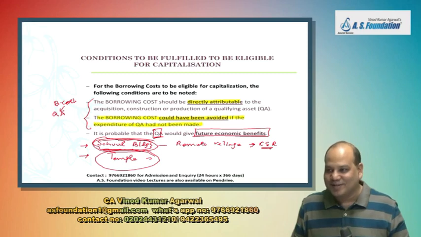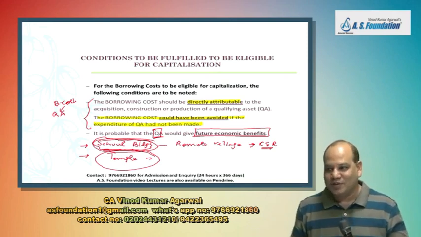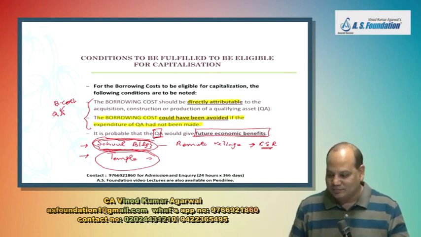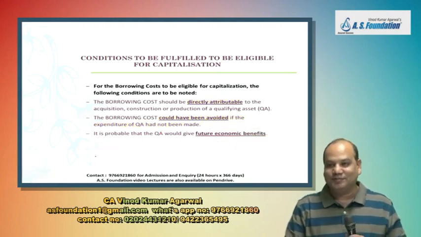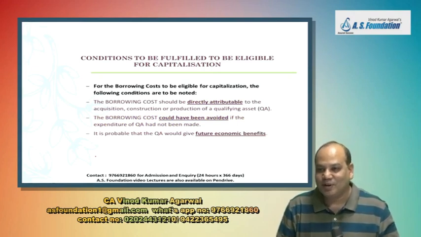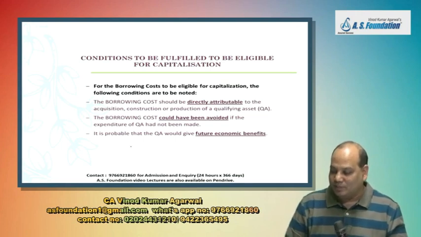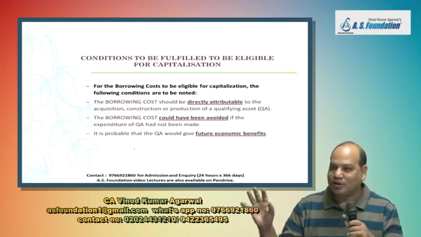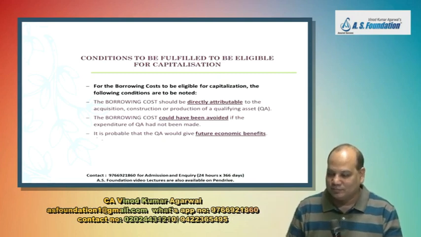They will generate donation. No, people will feel a little calm, quiet, peace of mind. Their efficiency will increase. That is how they say. So you may capitalize the temple building in your books, but don't allow them to capitalize any borrowing cost. Temple building is a qualifying asset because you can sell it and you will get some money out of it.